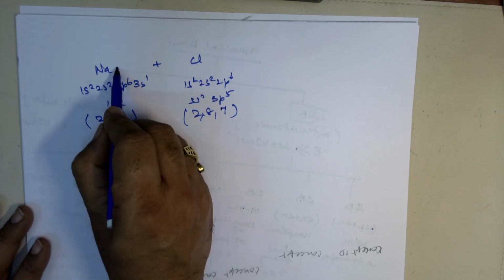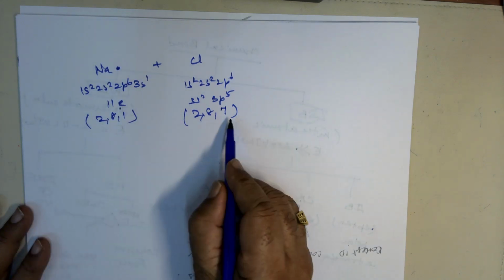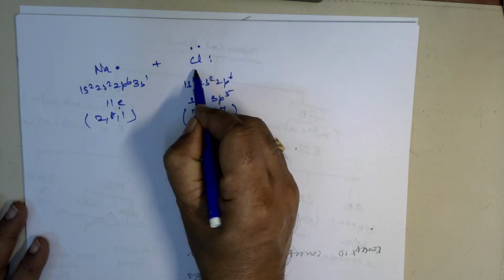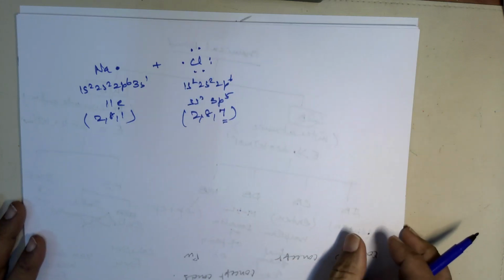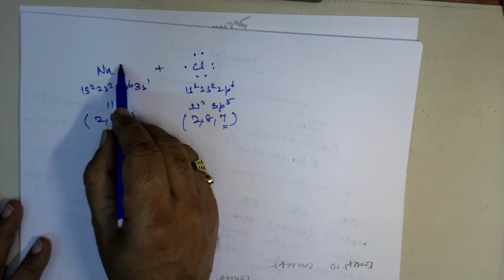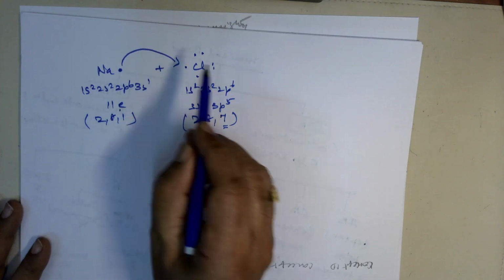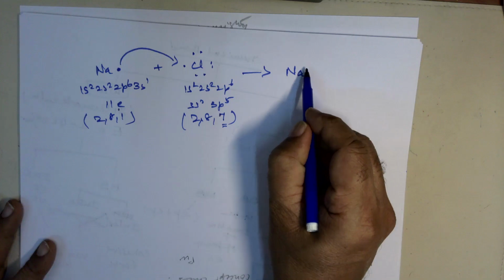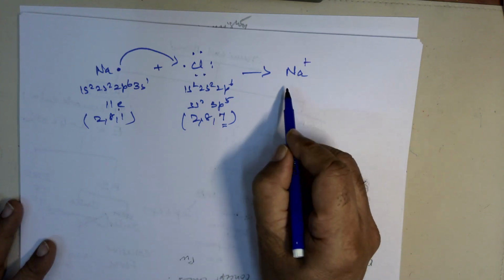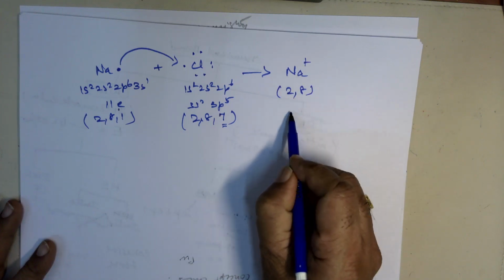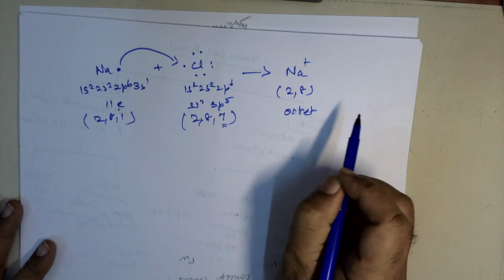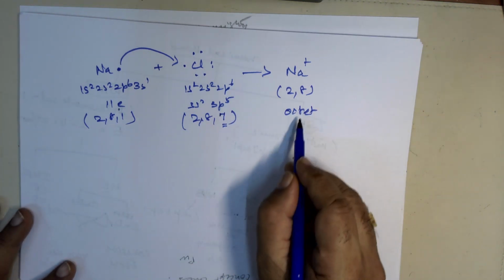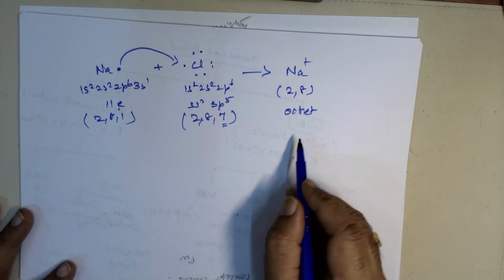So the outermost electron is represented here, and for chlorine, there are 7 electrons. So you can represent the outermost electrons as pairs like this. Now what happens? This electron is transferred to chlorine from sodium, so that sodium becomes a sodium cation, Na plus. So it attains the stable structure, that is the octet. According to the octet rule, an 8 electron system is stable. So it has got stability now.